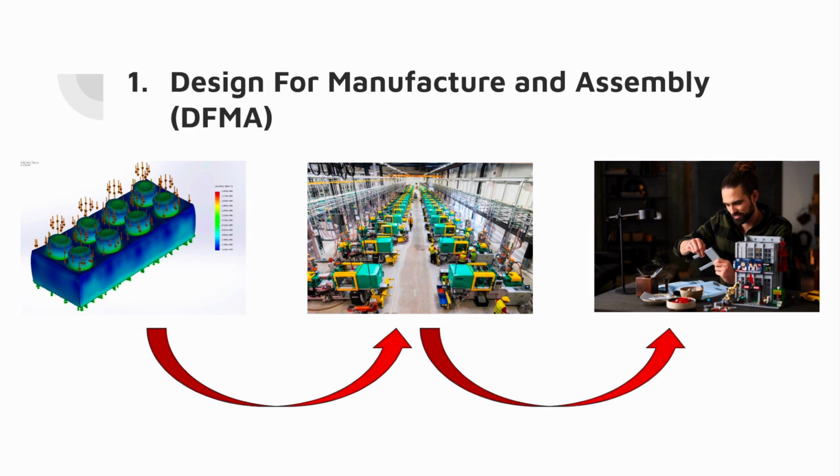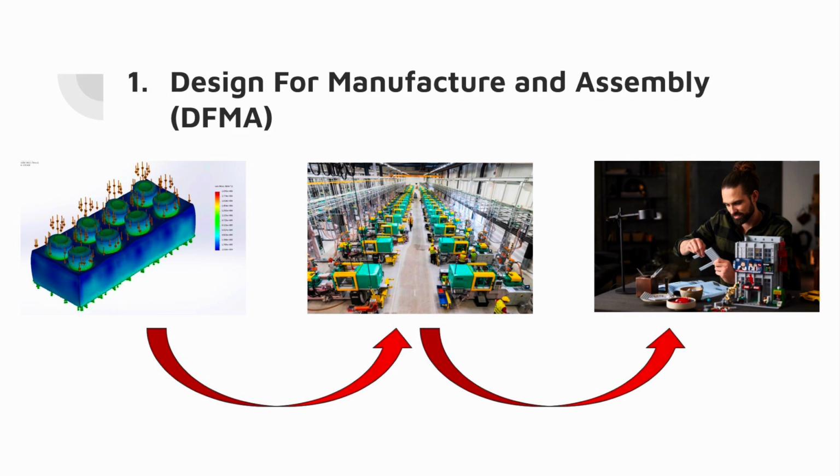First on our list is Design for Manufacture and Assembly, or DFMA. When designing a new product, it is vital to design with the manufacturing process in mind. Without a viable manufacturing process, the product will never exist at all. This is what makes DFMA so important, as it ensures that the product is designed with ease of manufacturing and assembly in mind.